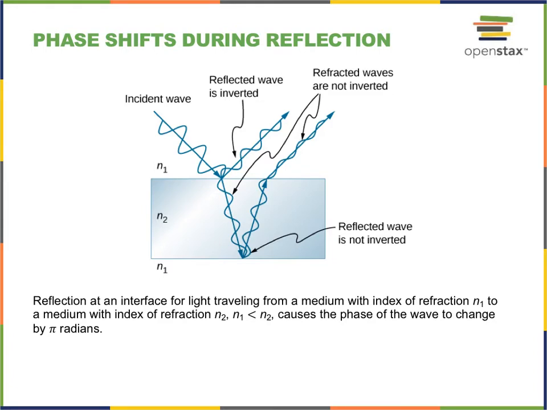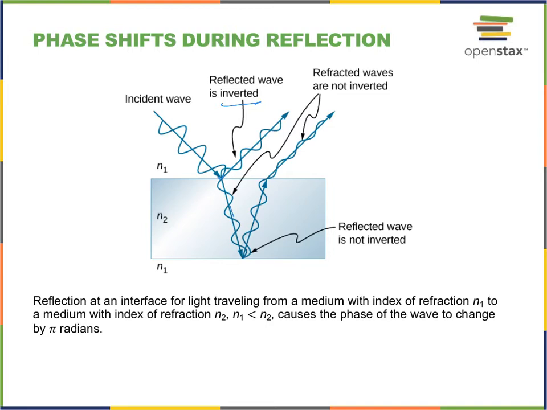So for instance, here is a piece of glass surrounded by air. When the light comes from the air and hits the glass, that reflected wave is inverted. It undergoes a phase change of pi radians, which is like half a wavelength. Think about that: a full wavelength would be 2 pi radians. But some of the light doesn't reflect off. Some of it goes into the material and then reflects off the bottom of the material.